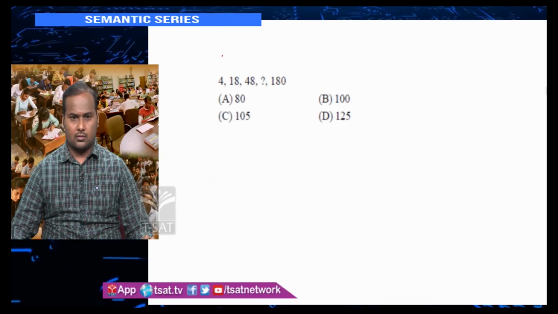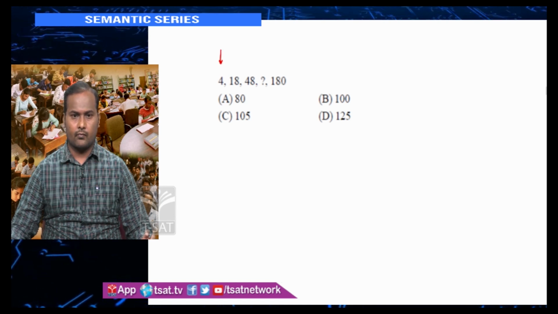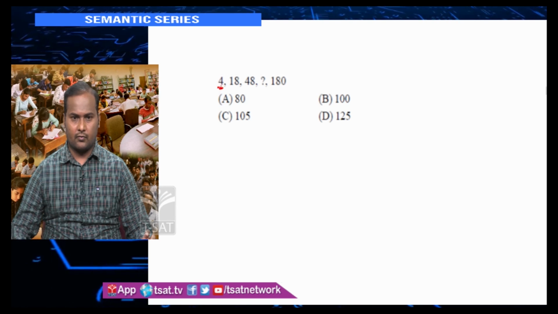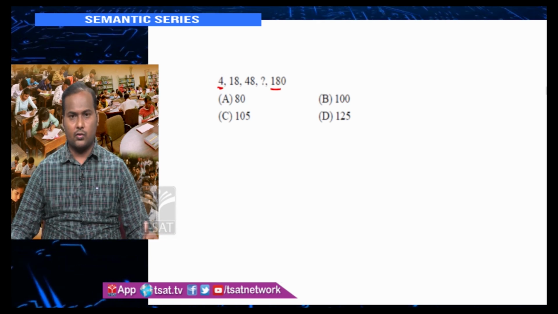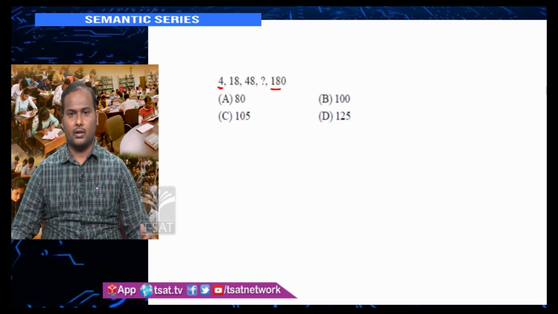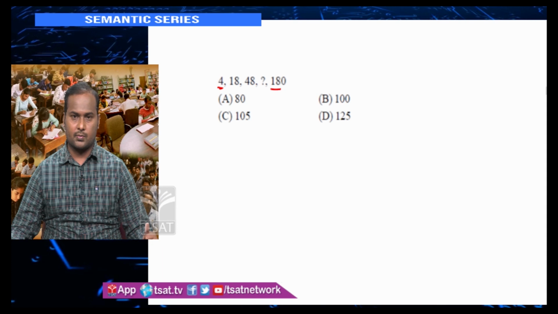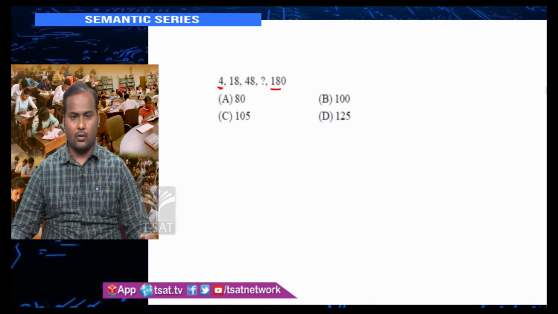In this question, observe the series. In this series, the first number is 4 and the last number is 180. The moment you see from 4 to 180, it is a huge increase. Whenever there is a huge increase, we always need to take the multiplication. So obviously some kind of multiplication is involved in this particular series. Let us try to understand how this multiplication is involved.